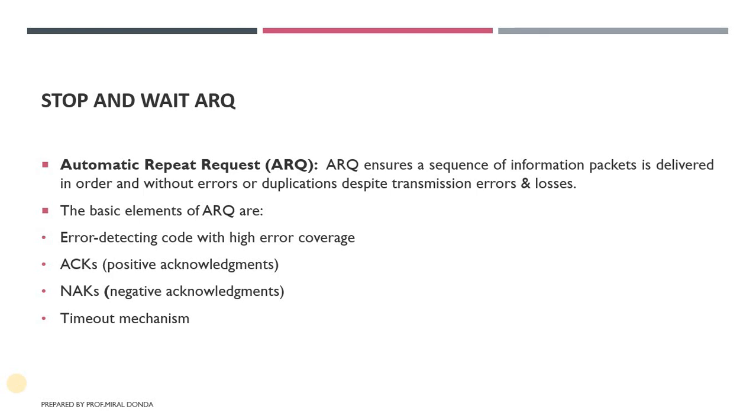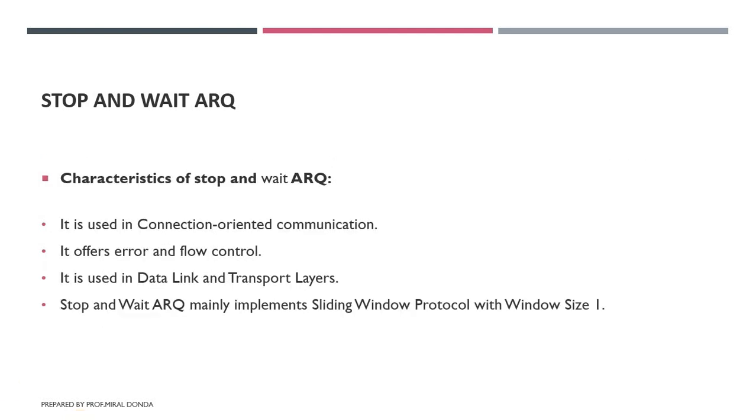We already know what a stop and wait protocol is. In the stop and wait ARQ protocol, the functionality of ARQ is included in the stop and wait protocol. The basic elements of ARQ are an error detection code with higher error coverage, acknowledgements, a positive acknowledgement and a negative acknowledgement, and the timeout mechanism. These are the functionality provided by ARQ, and we will attach this functionality to the stop and wait protocol. Next is the characteristics of the stop and wait protocol.